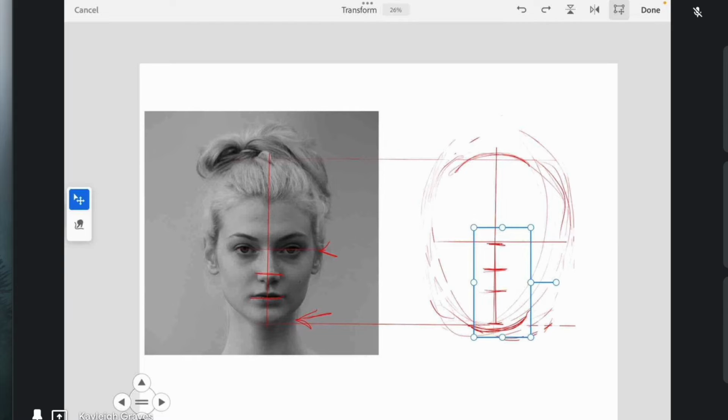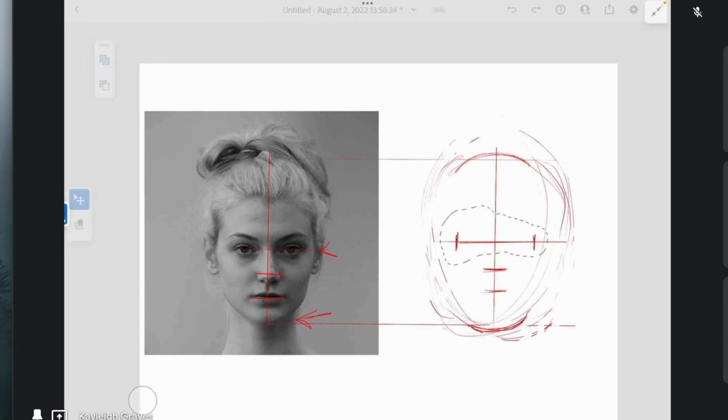Okay, so we know that from the eye line to the chin, that's there. And then if I were to take it, rotate it, that's going to tell me where my eyes are because it's going to be mostly centered in the face. So I'm actually going to leave that there because we already have those lines there. And then we can start going into those specific shapes.